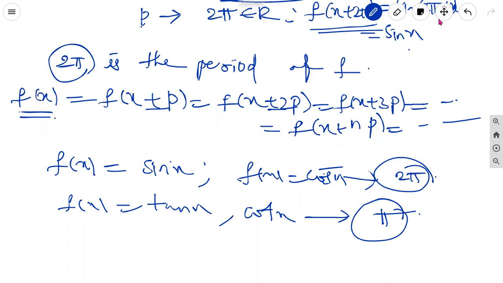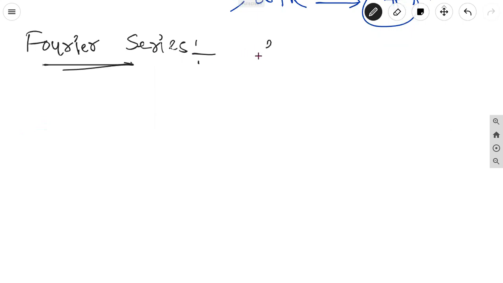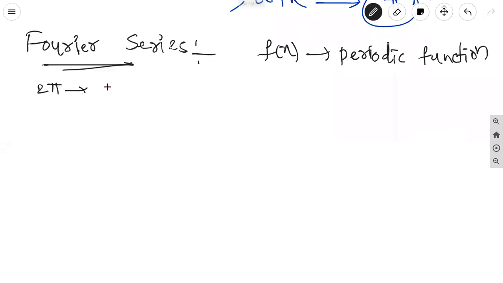Next, we discuss the definition of the Fourier series. How to define it? What is the definition of the Fourier series? How to express the Fourier series? Fourier series means a periodic function f of x. f of x is a periodic function defined in an interval of length 2 pi. 2 pi is the length of the interval.